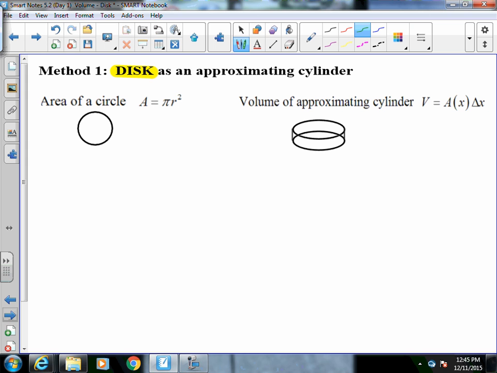So, there's a couple things we need to know. The area of a circle is pi r squared. But for an approximating cylinder, we have to do the area of the circle times the height of the cylinder, which we consider dx because it is the change in x, the thickness, which you'll understand a little more when I talk about it here in a moment.